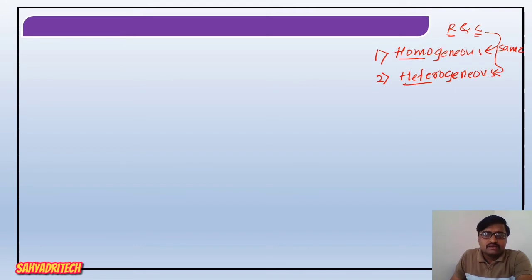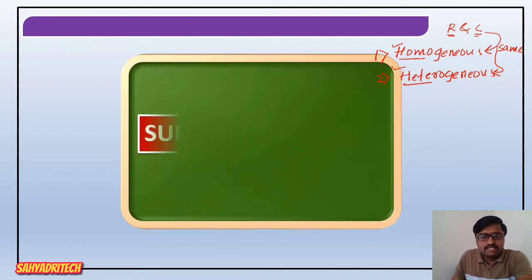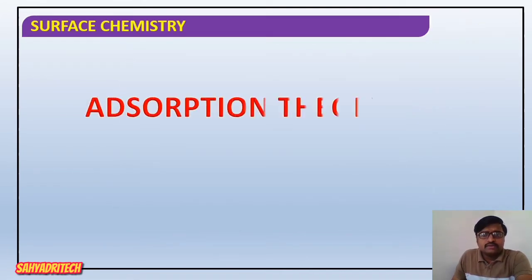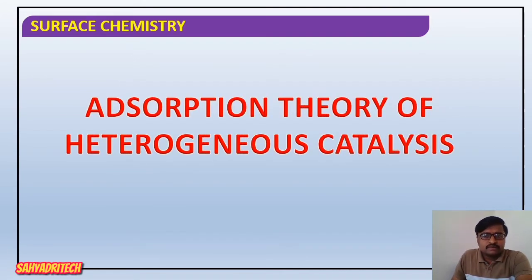So we considered definitions and examples for homogeneous and heterogeneous catalysis. In this session I am going to deal with the next part of the chapter, that is adsorption theory of heterogeneous catalysis. The title here is adsorption theory of heterogeneous catalysis. We know the meaning of heterogeneous catalysis.